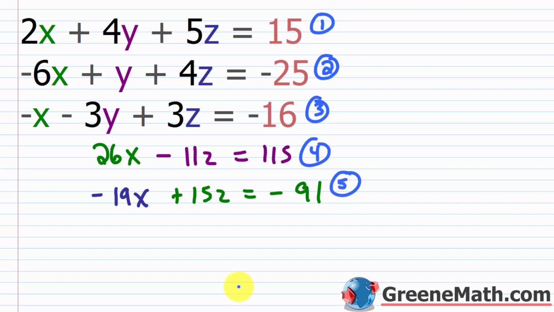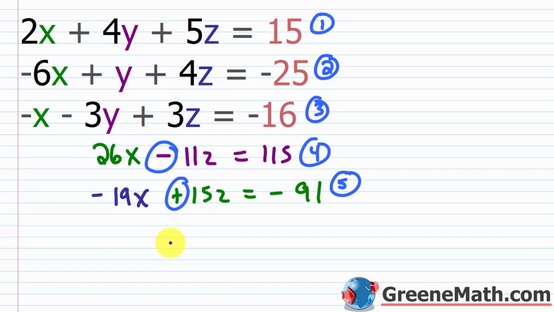So the least common multiple between 11 and 15 would be the product of the two, which would be 165. Okay, so all I really need to do, they already have opposite signs. I'm just going to multiply equation 4 by 15, and I'm going to multiply equation 5 by 11. So if we just do that, these guys are going to end up being negative 165z and positive 165z, and we can cancel them out.